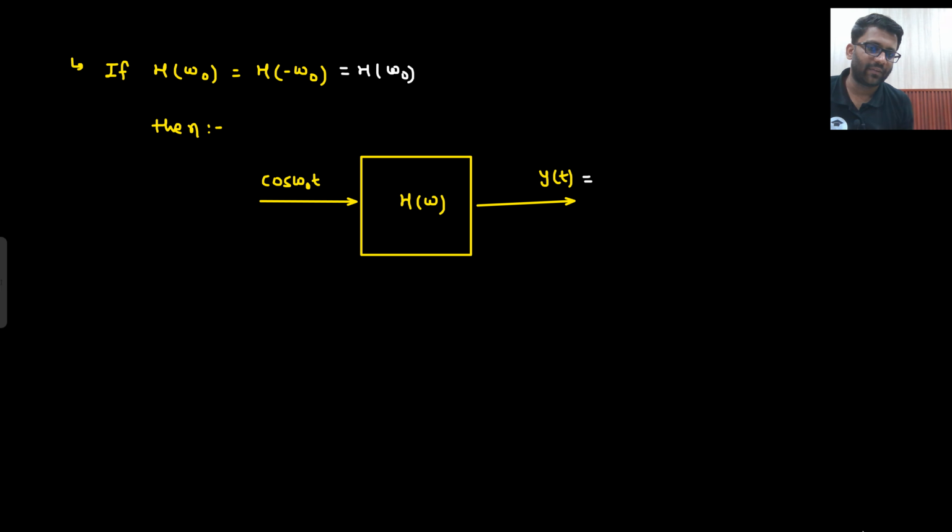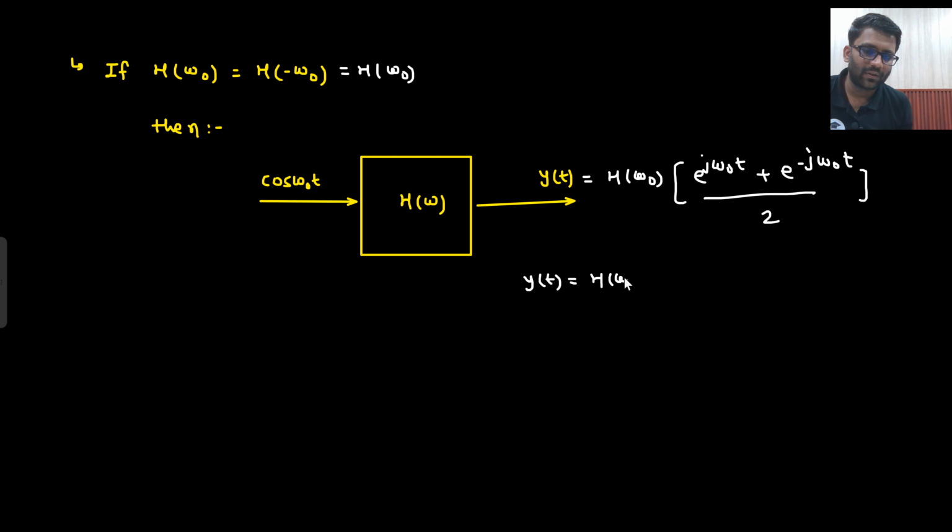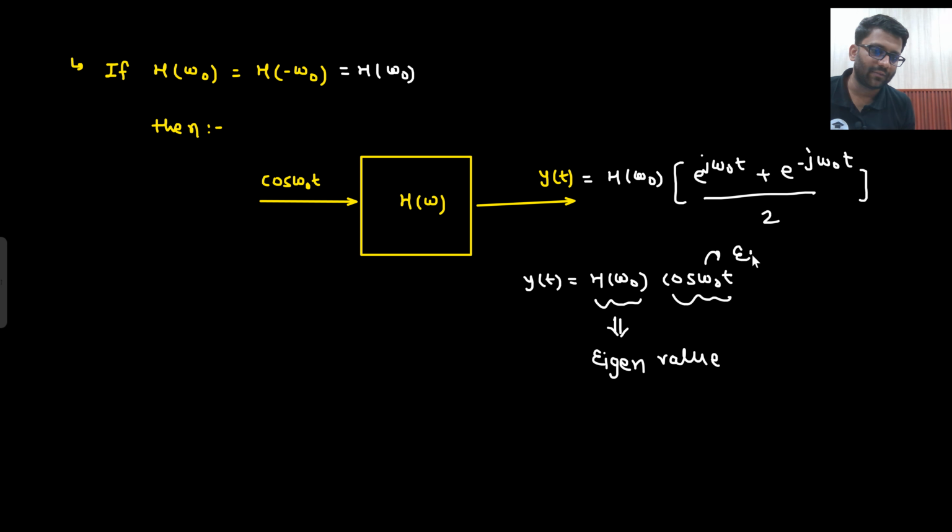So what I will write down is, my y of t will be, here H of omega naught will come common, e to the power j omega naught t plus e to the power minus j omega naught t divided by 2. So now you are getting your y of t as H of omega naught times cos omega naught t, right? And what is this? This is your eigen value, and this is your eigen function.